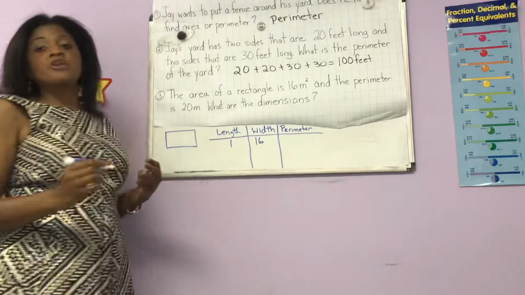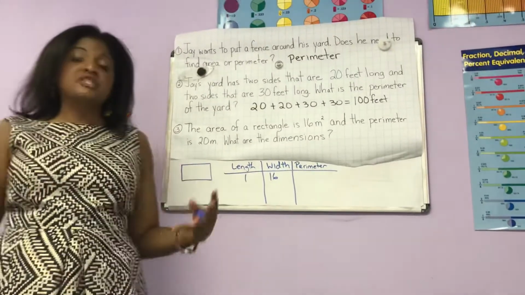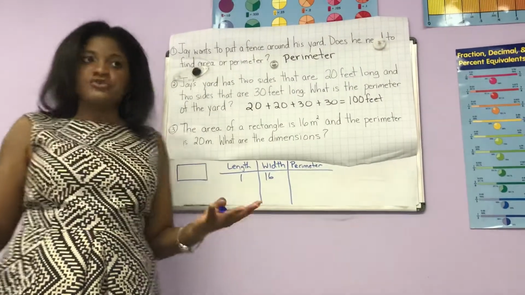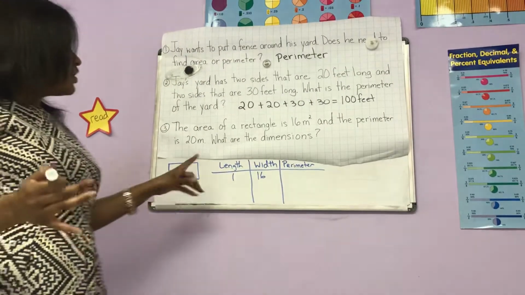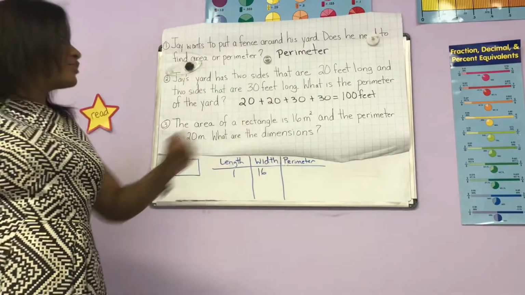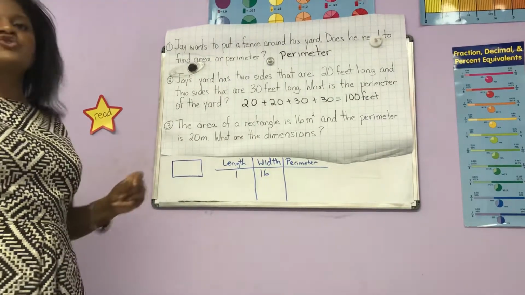So the length could be 1 and the width could be 16. Because multiplication is commutative, it doesn't matter if it's the reverse, so we're not going to do any operation for the reverse. 1 times 16 is 16, so that would cover the area of 16. But now let's do the perimeter.